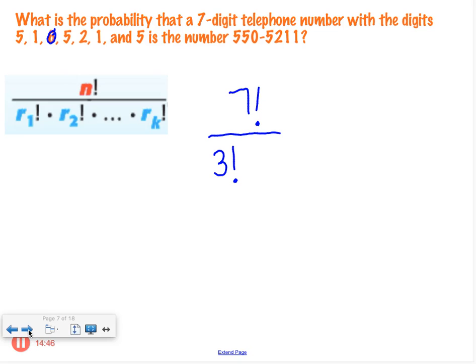Okay, let's go to the next digit. Is 1 repeated? Yeah. Twice. Times 2 factorial. Is 6 repeated? No. Is 2 repeated? No. Okay, now from here, we're just going to simplify again. So what does 7 factorial really mean? 7 times 6 times 5 times 4 times 3.